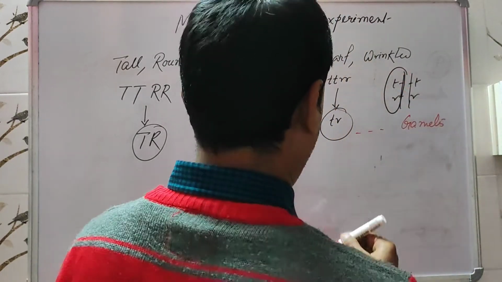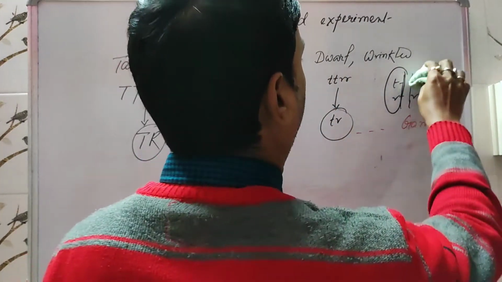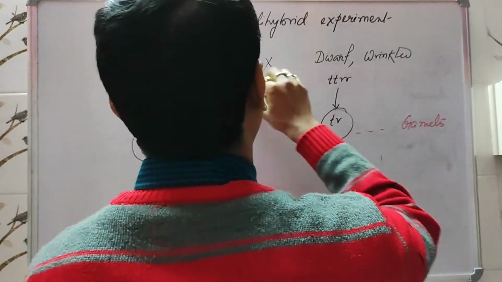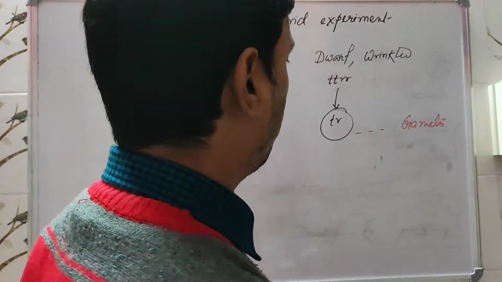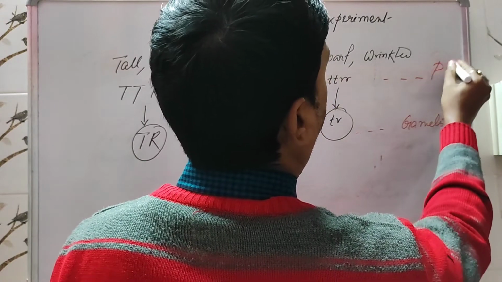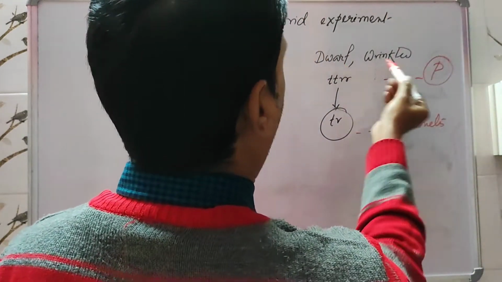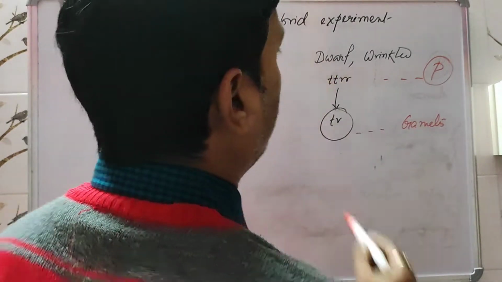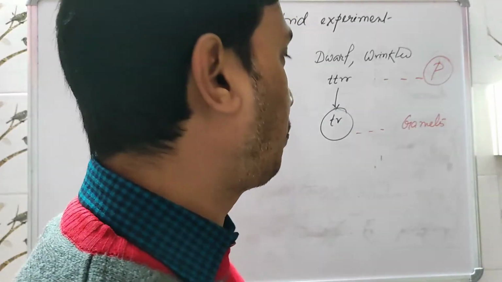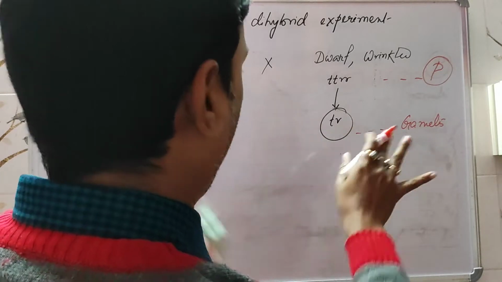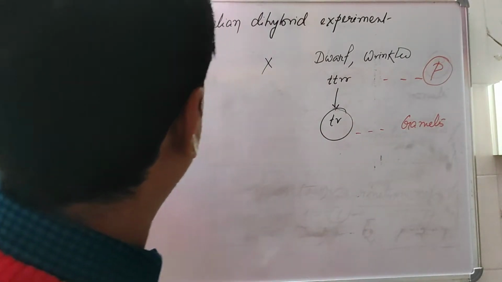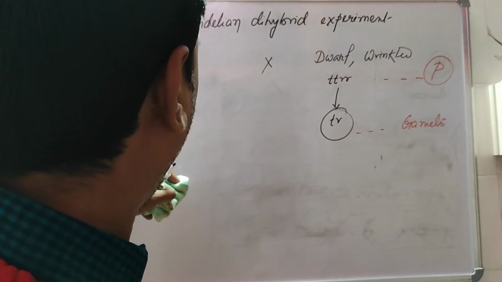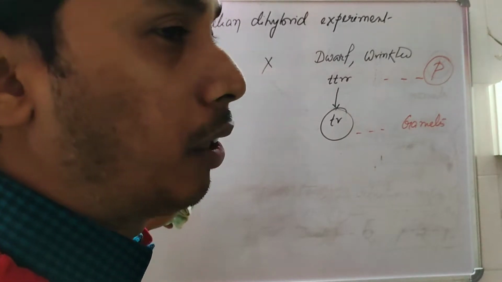This information which I have given is for the parental generation. These are the phenotypes of the parental generation, and these are the genotypes of the parental generation. And I have segregated the gametes: from capital T, capital R, the gamete which will be coming here is capital T, capital R.